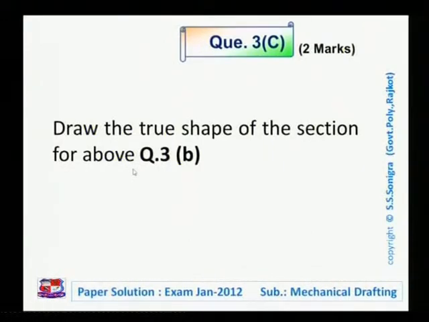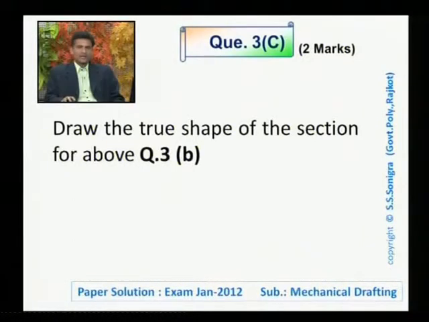Question number 3C, which is asked for 2 marks. Draw the true shape of the section for the above question 3B. What we had drawn earlier, in the same question, that is 3B, we have to draw the true shape of the section. So for that, what should we do?